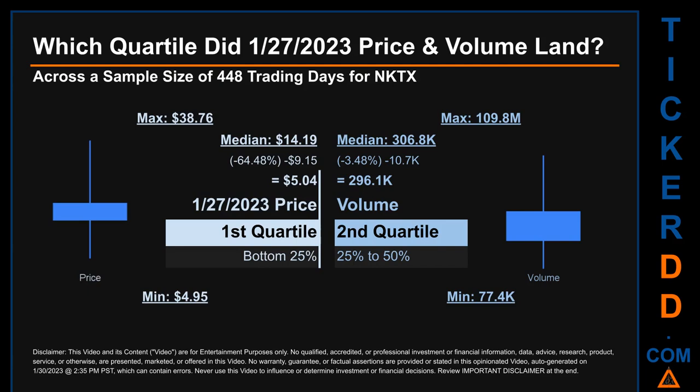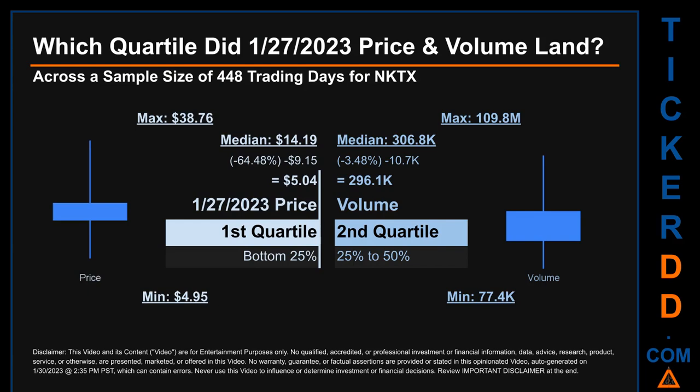The day's volume landed within the second quartile, that is within the 25% to 50% range of all sampled daily volume, which saw a max daily volume of 109.8 million and a minimum of 77.4 thousand. Quartiles tell us about the spread of a data set by breaking that data set into quarters, just like how the median breaks the set into half.